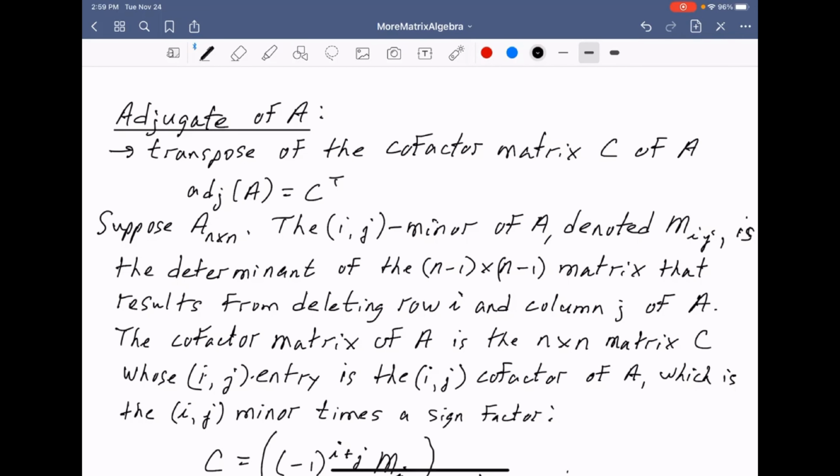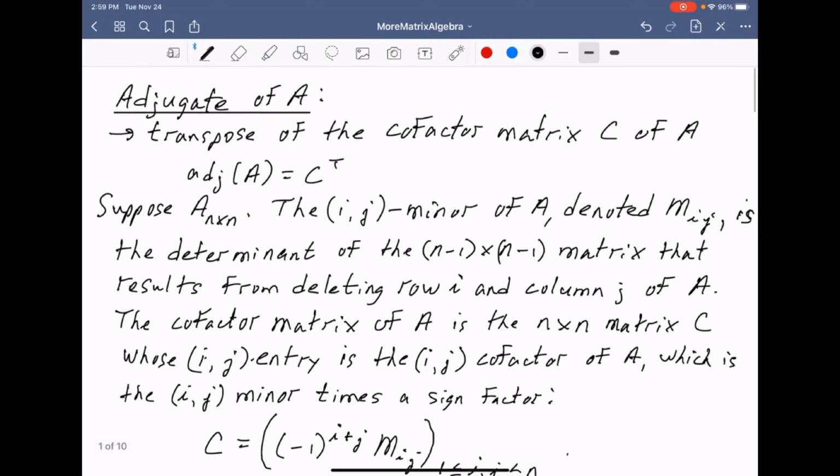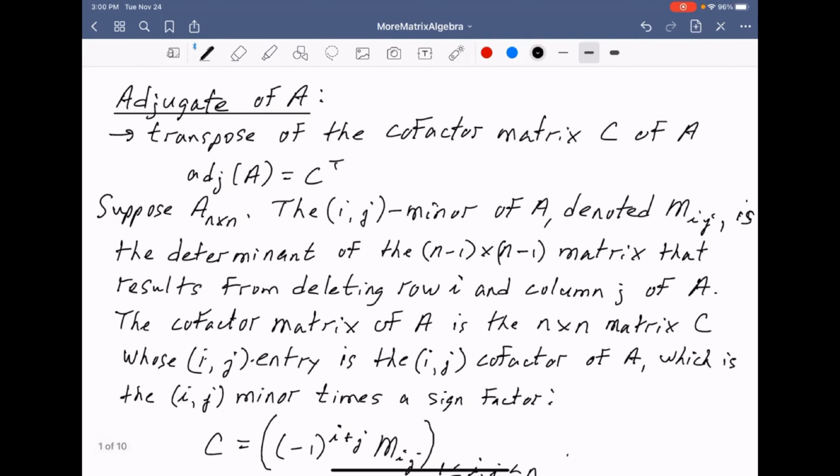So let me just review again the adjugate of matrix A. The adjugate is also sometimes referred to as the adjoint, although not in modern practice. The transpose of the cofactor matrix C of A is defined as the adjugate of A, equals C to the superscript T. Suppose A is n by n.